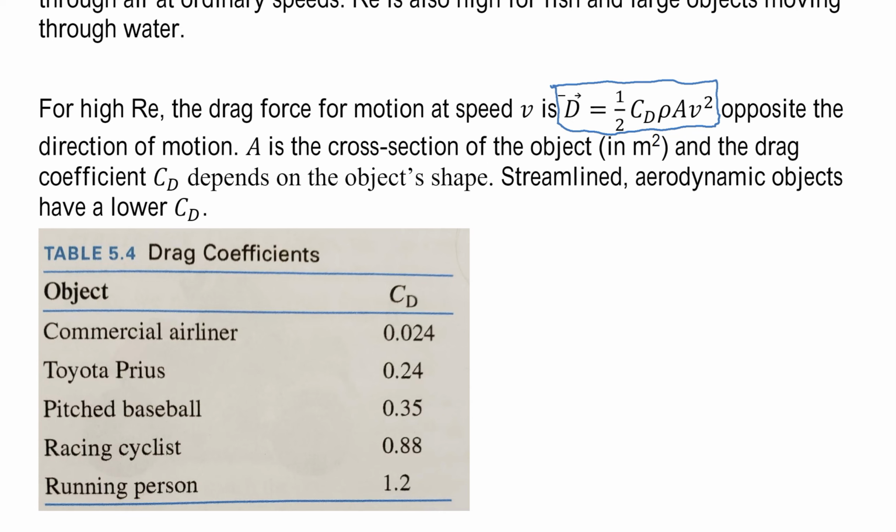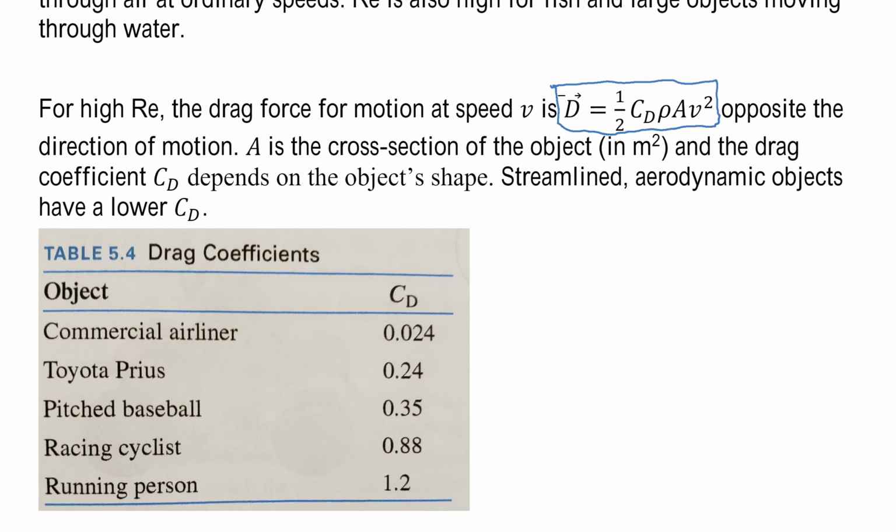So, like I said, A is the cross-section area of the object in meters squared, and CD is the drag coefficient, and that depends on the object's shape. Streamlined aerodynamic objects have a lower coefficient of drag, of course. So I give you some common drag coefficients here. A commercial airliner has a drag coefficient of 0.024. They are very streamlined objects. They have to be, otherwise they won't fly. Also for fuel efficiency. A Toyota Prius has a drag coefficient of 0.24. Not nearly as streamlined as a commercial airliner. It does not need to fly, but it wants to be fuel efficient, so it is pretty streamlined.